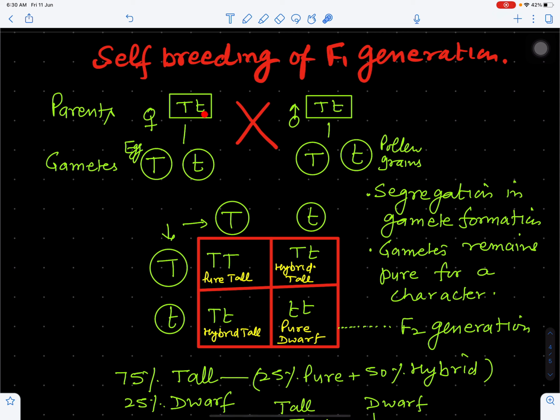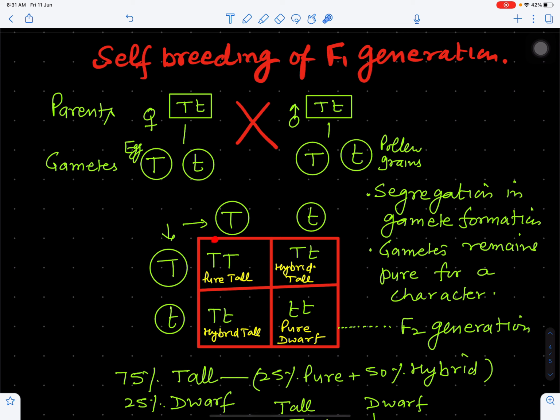Now because this is heterozygous, it will form two types of gametes, one with capital T and second with small t. Though they are hybrid tall, the gametes are always pure for a particular character. They will have either capital T or small t. Here also this will produce pollen grains with capital T or small t. Now capital T can combine with capital T, small t can combine with small t, and capital T can combine with small t also. So here on one side we can show the male gametes, on the other side the female gametes, and we can represent it by the Punnett square method.